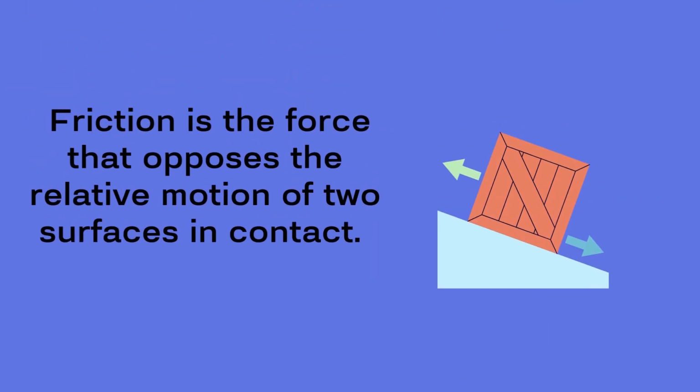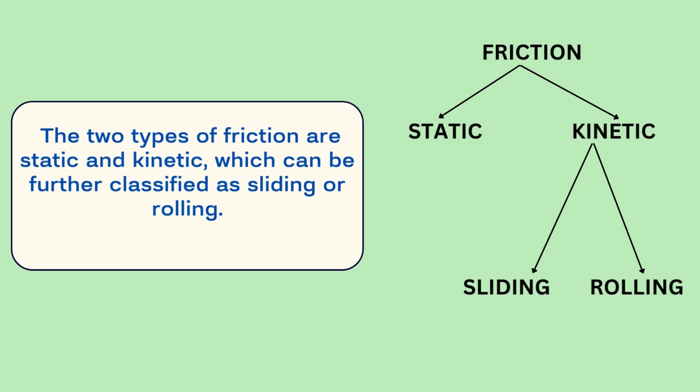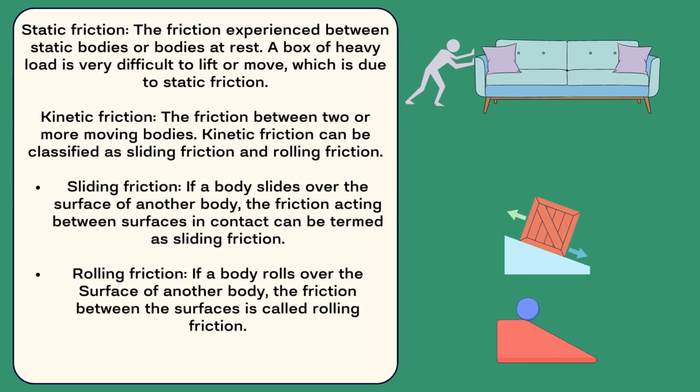Friction is the force that opposes the relative motion of two surfaces in contact. The two types of friction are static and kinetic, which can be further classified as sliding or rolling. Static friction, the friction experienced between static bodies or bodies at rest. A box of heavy load is very difficult to lift or move, which is due to static friction.